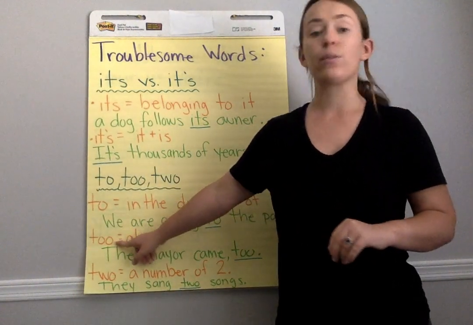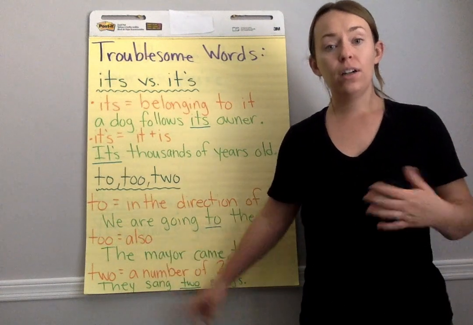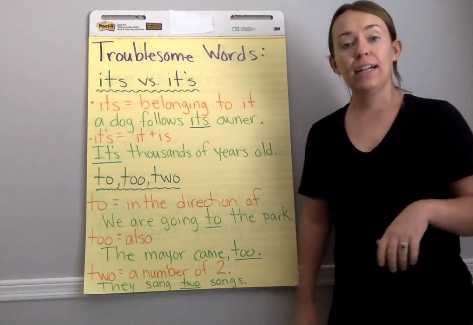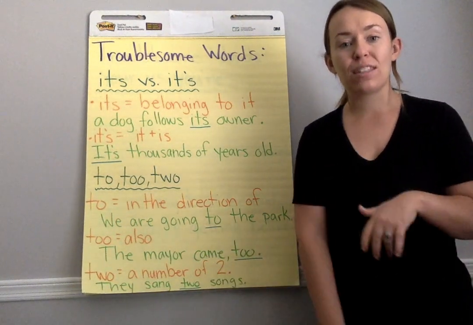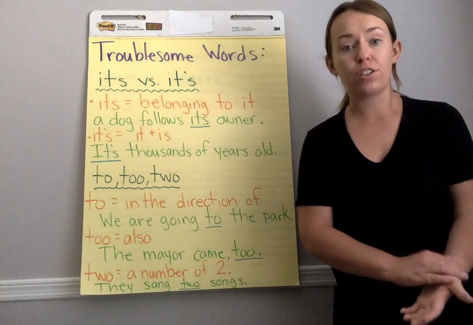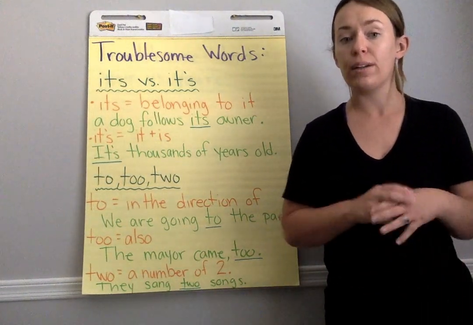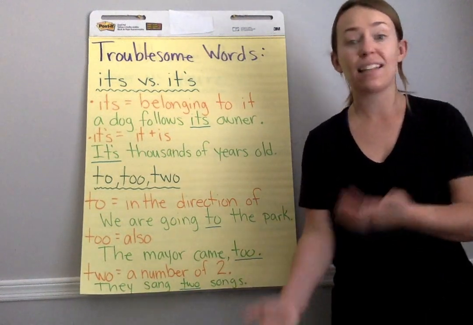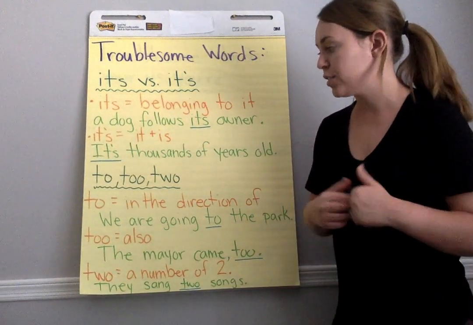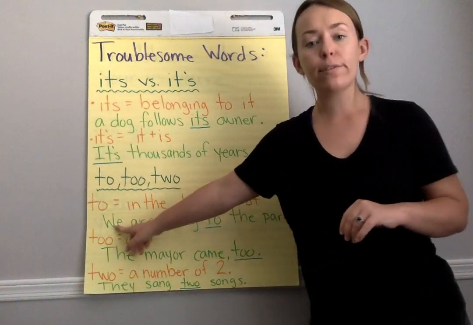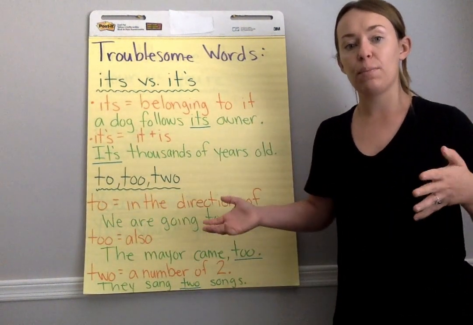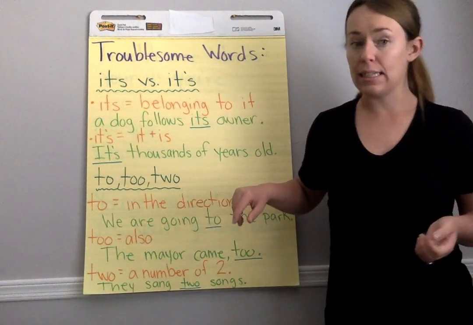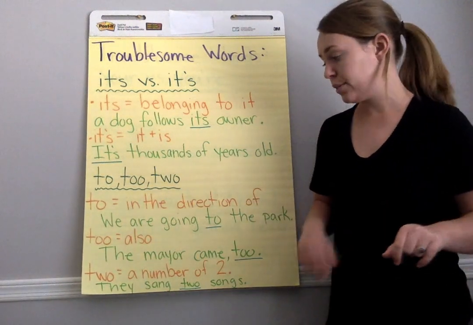Now the one with two O's actually means also. So, for example, the mayor came too. Now, the way to know if you want to use this is to plug in that word also. Does it make sense if we say also instead of too? The mayor came also. Yes, that means that they came with us as well. They also came with us. What if we plug also into this sentence? Let's see if it makes sense. We are going also the park. That doesn't make sense, so we don't want to put the one with two O's.